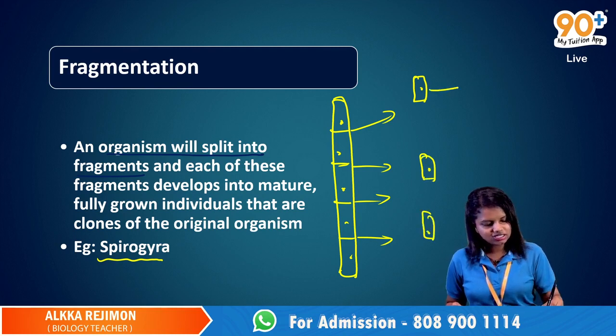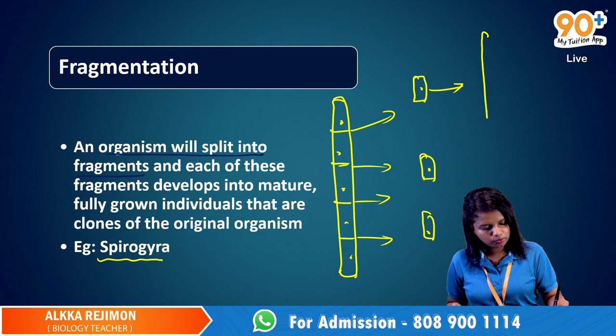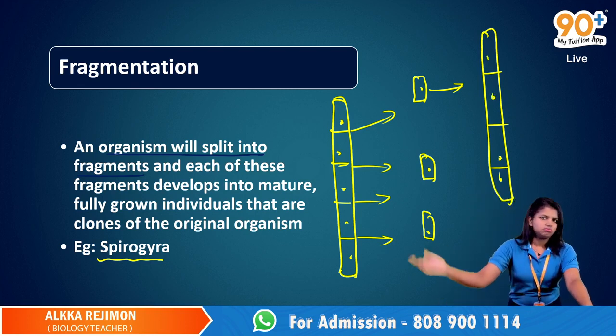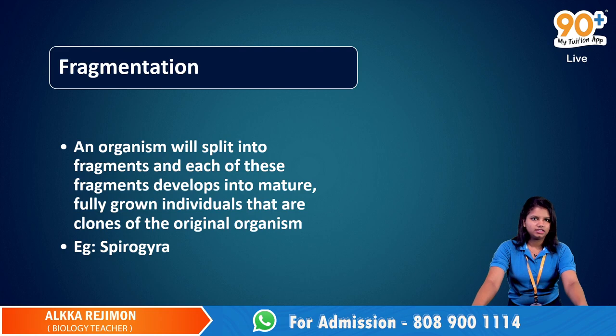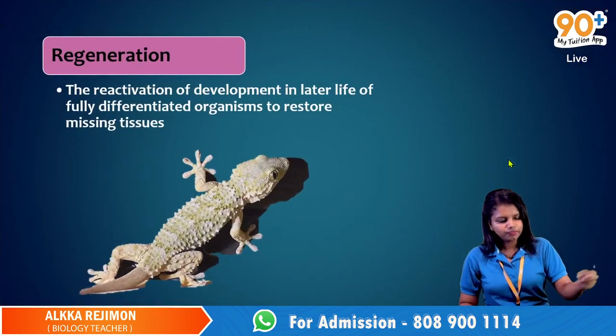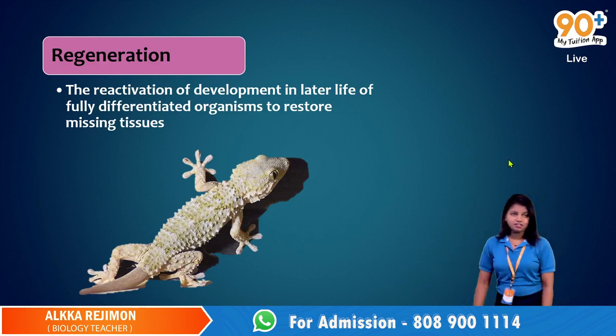And what you can see is each of these small portions develops into a new adult or mature Spirogyra, and it's an algae group. So fragmentation is just simple like that. It's basically splitting into fragments. Several pieces are formed. Next is regeneration.